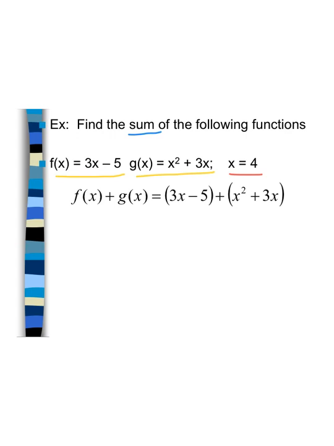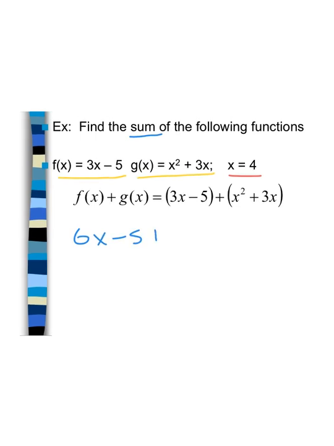I know we're doing the sum, so I have f of x plus g of x, and I've written down my two functions. From here, we're going to combine like terms. I notice that I have two positive 3x values. If I combine them, I get 6x. And then we have minus 5 plus x squared. I'm going to rearrange this just so things are in descending order. All right, so we have found the sum.